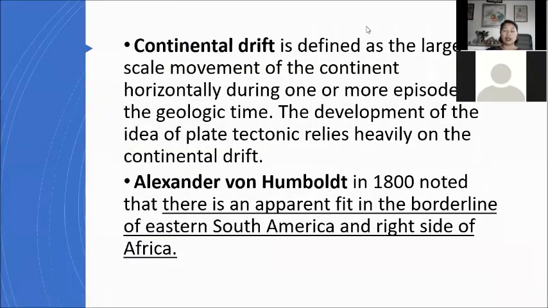Now, continental drift is defined as the large-scale movement of the continent horizontally during one or more episodes in geologic time. The development of the idea of plate tectonics relies heavily on the continental drift. I'll repeat. The development of the idea of plate tectonics relies heavily on the continental drift.